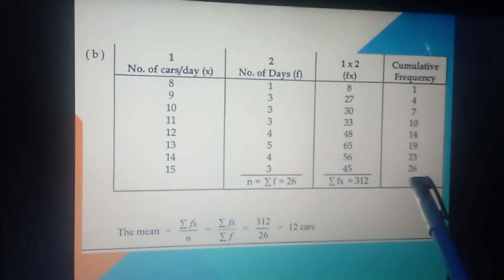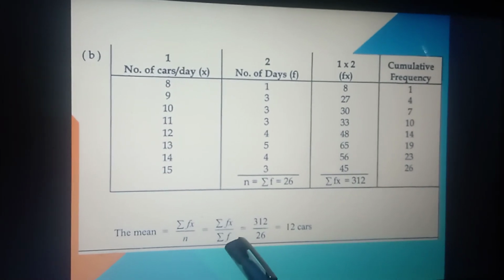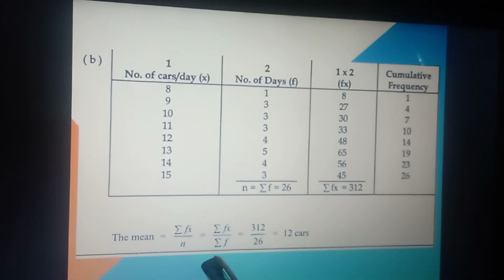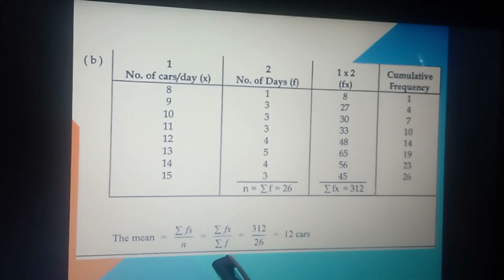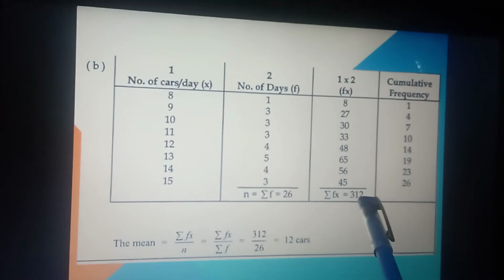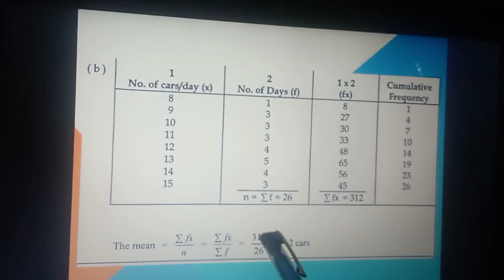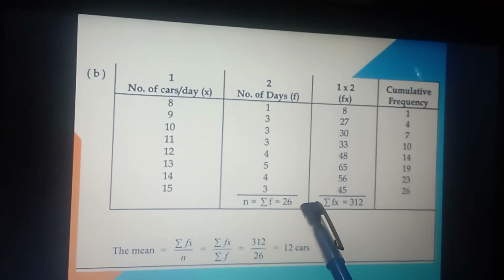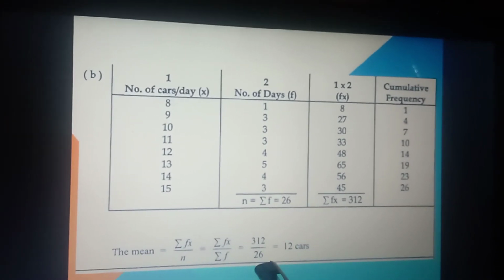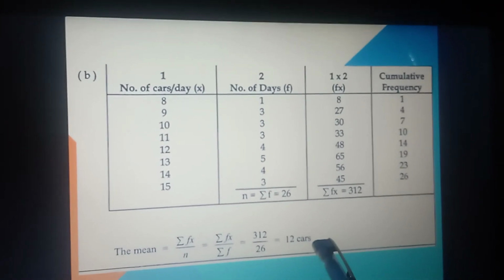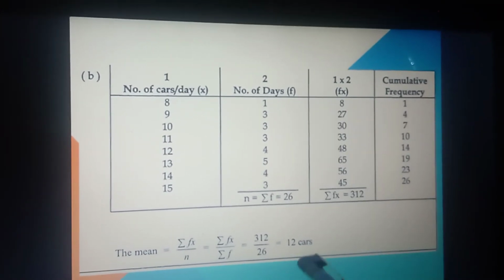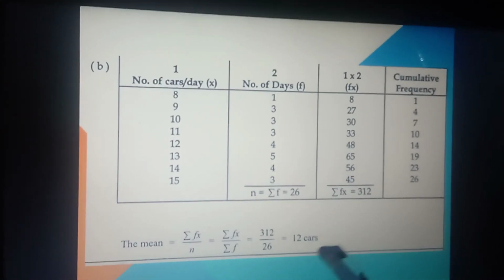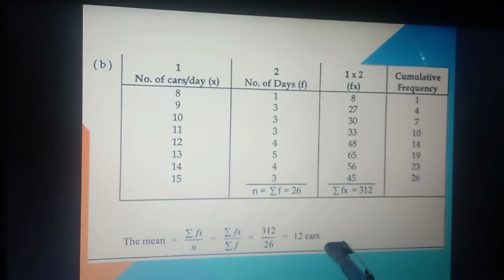Now the first thing is to get the average, the arithmetic mean of this table. The formula is sigma fx upon n, or sigma fx upon sigma f. Here sigma fx, which is 312, is divided by n, the total of all the frequencies, which is 26. So the average is 12 cars. That means over the whole week, 12 cars run on our road. The running cars are 12.